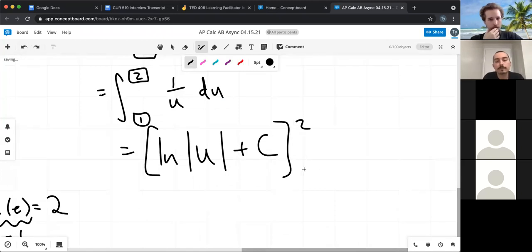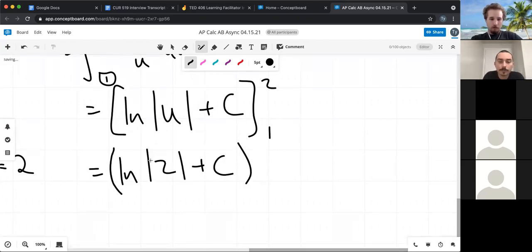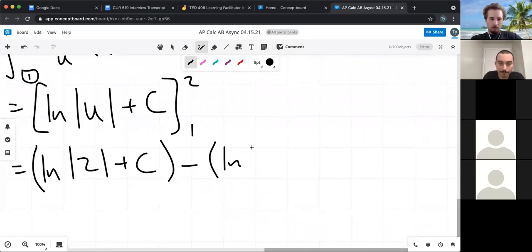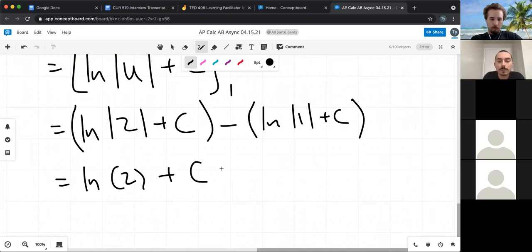So when we plug in, just as we would normally, our limits of integration, right? You plug the top one in and then subtract, plugging in the bottom one. Okay, so we have natural log of absolute value of 2. That's natural log of 2, right? Absolute value 2 is 2. We have plus c. Now we have to distribute this minus sign.